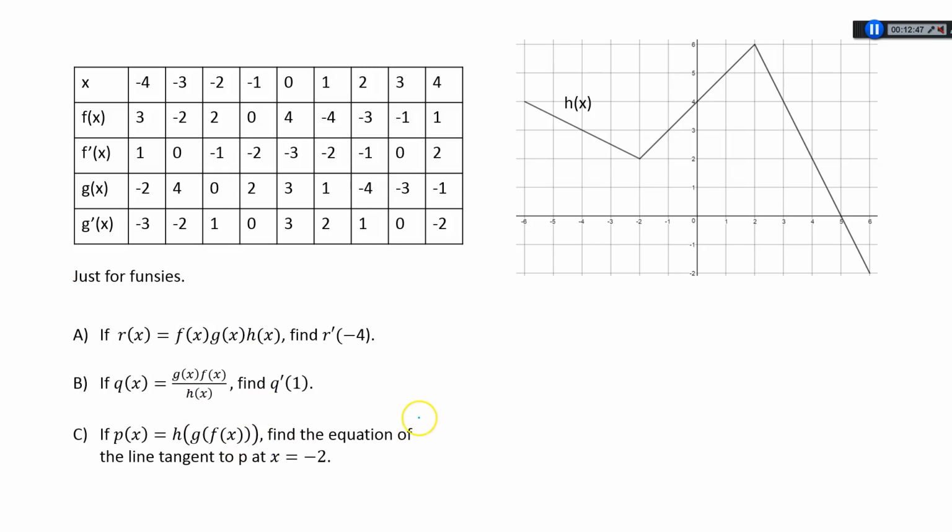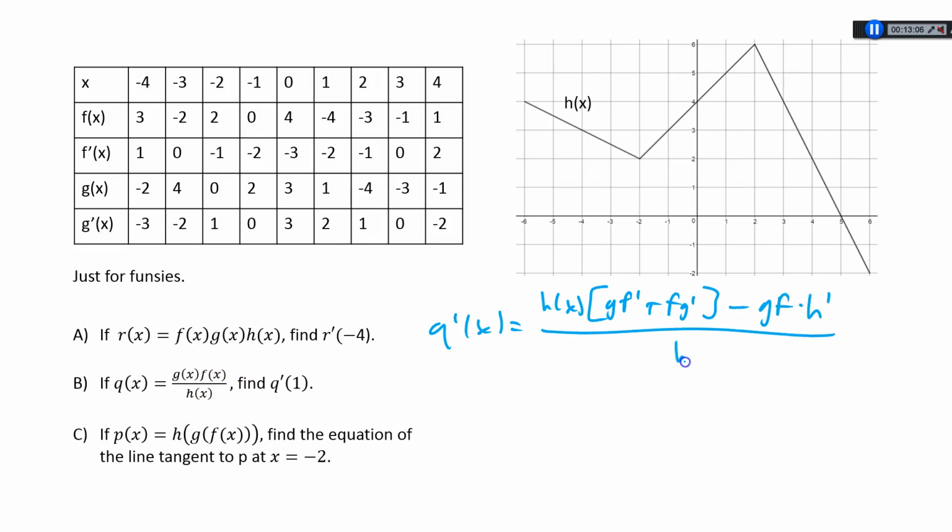We got quotient and product rule going on. Oh boy. So q prime of x, low d high, so that's h of x times, we've got to do foggy gothy on the top, so gf prime plus fg prime, minus high d low, so that's gf times h prime, over the square low we go, h of x squared. Notice the top looks a lot like the product rule we just did. So we're going to evaluate this at x equals 1.